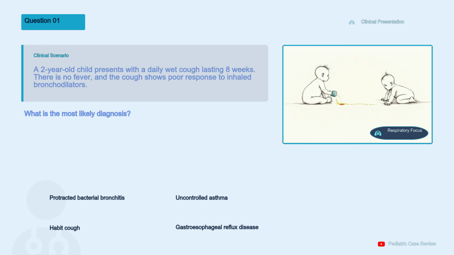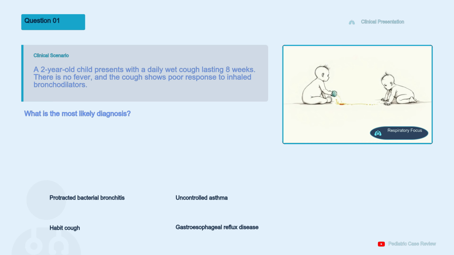Question 1. A 2-year-old child presents with a daily wet cough lasting 8 weeks. There is no fever, and the cough shows poor response to inhaled bronchodilators. What is the most likely diagnosis? Option A, protracted bacterial bronchitis. Option B, uncontrolled asthma. Option C, habit cough. Option D, gastroesophageal reflux disease. Take a moment to consider the clinical features presented.